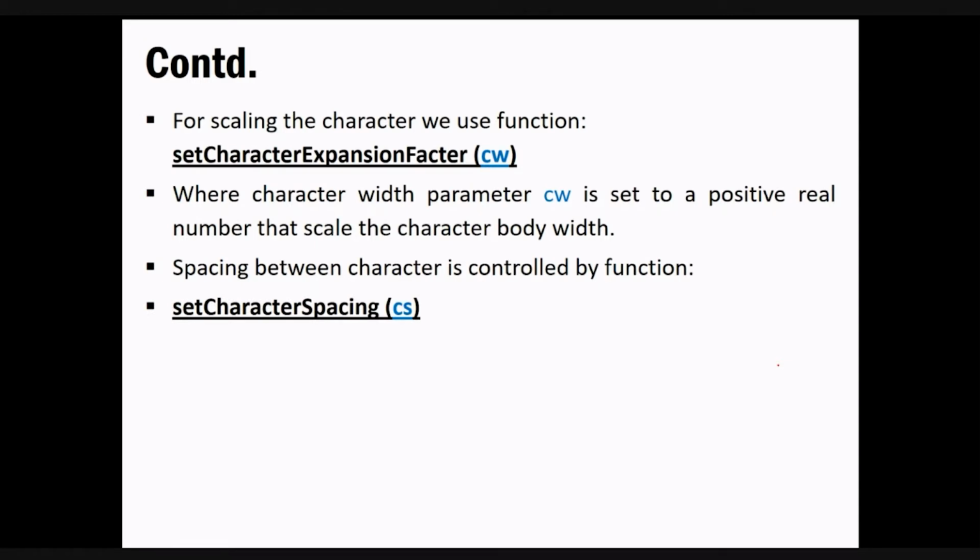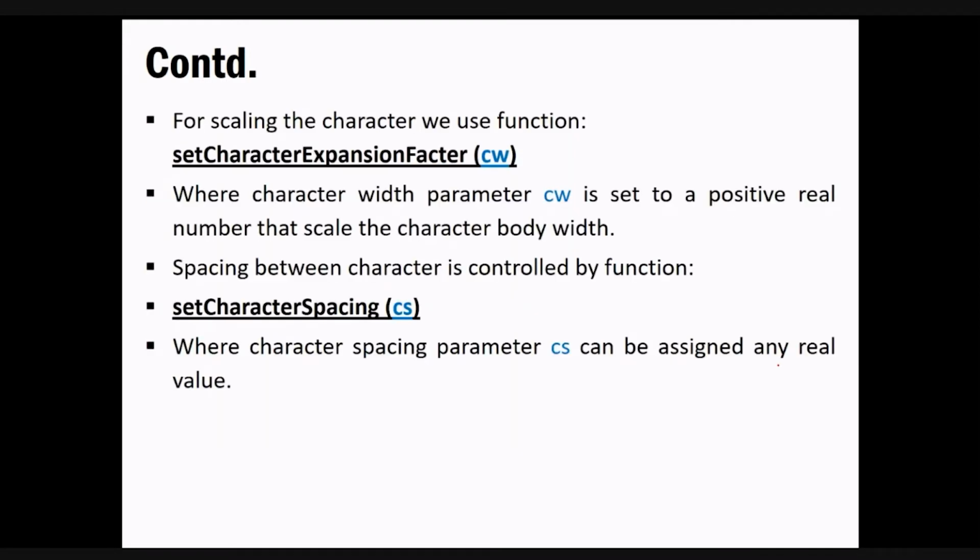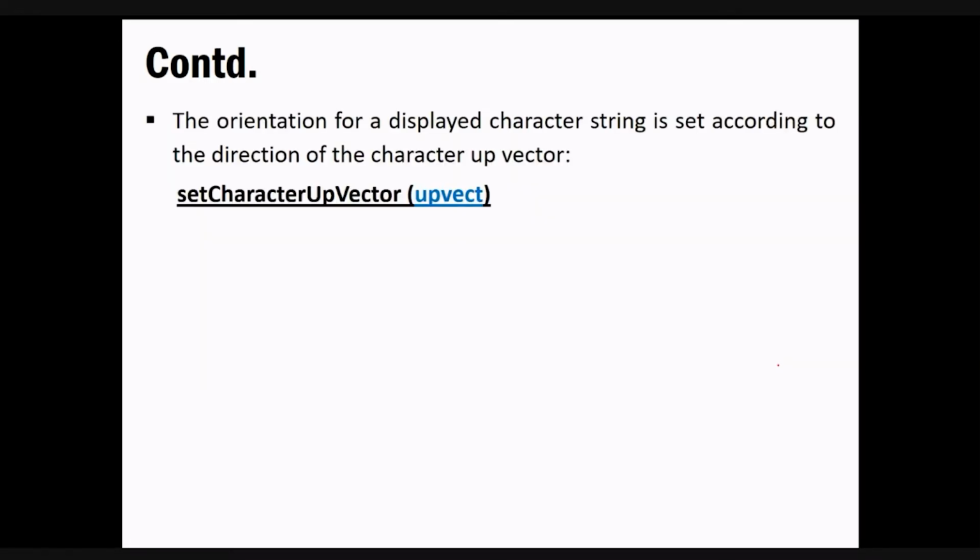We'll go through all of this very quickly because there are so many things available in this package, so you can always learn this on your own. The character spacing CS can be assigned any real value. Based on the value, it would set some space. Now we have one more very good thing available to us, which is the orientation of a displayed character string. The character string is set according to the direction of the character up vector.